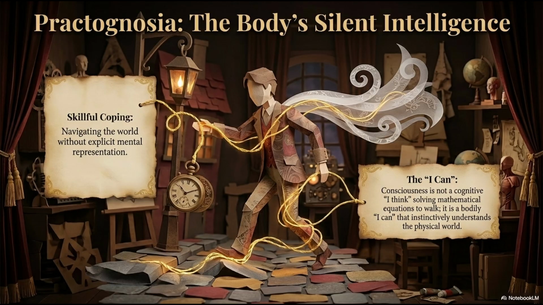Yeah, and then in week 2, we unpacked practognosia, which is a heavy term for skillful coping without explicit mental representation. Such a crucial concept. Definitely. We talked about the profound mechanism of the blind man's stick. When someone learns to use a cane, they aren't consciously calculating the vibrations in their palm and translating them into a mental map of the sidewalk.